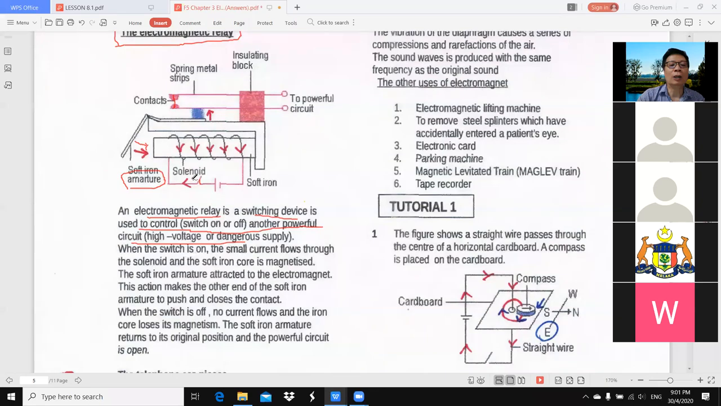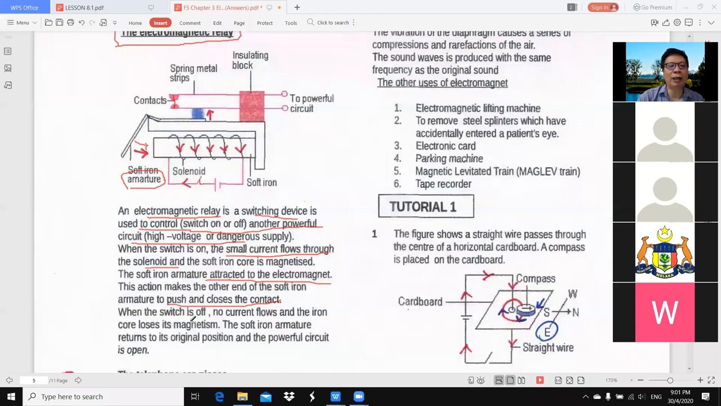Okay. When the switch is on, small current flows through the solenoid, and the soft iron core is magnetized. This soft iron core becomes magnetic, right? So the soft iron armature, this piece of metal is the soft iron armature, okay? The soft iron armature is attracted to the electromagnet. Attracted here. So this action makes the other end here push up, okay? The other end of the soft iron pushes and closes the contact. This one pushes and then closes up the gap, closes the contact, okay? We close the contact, understand?